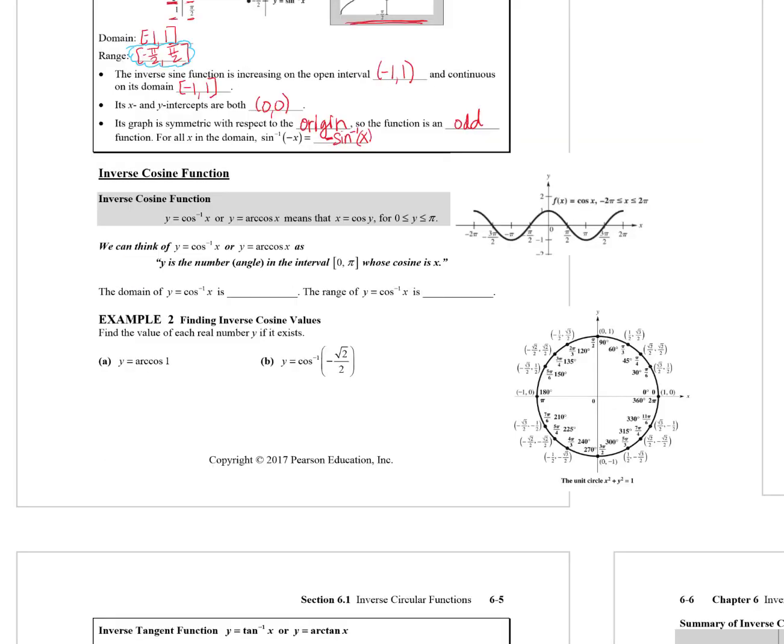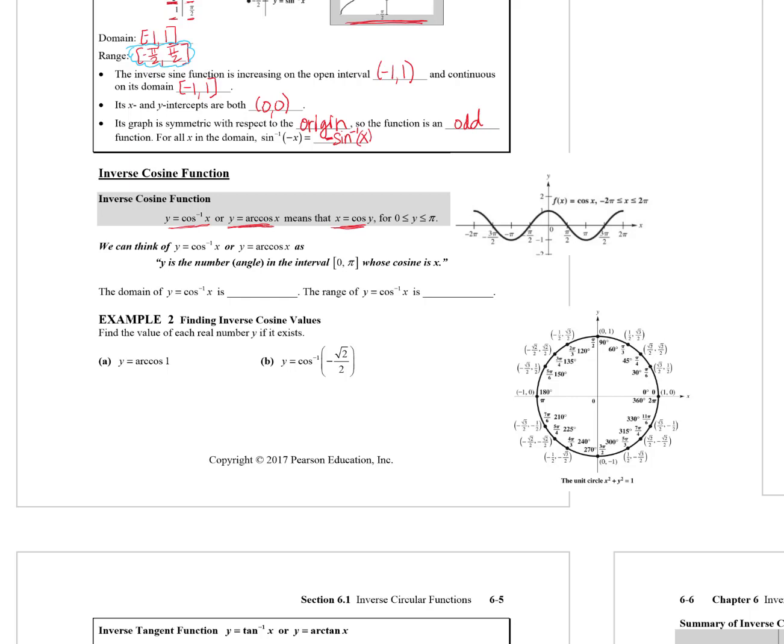Now let's look at the inverse cosine function. It says y is equal to inverse cosine of x is the same thing as y equals arc cosine of x, and it means the same thing as x is equal to cosine of y. So if we switch the x and the y values, then we have the inverse. And here our y is going to be between 0 and pi.